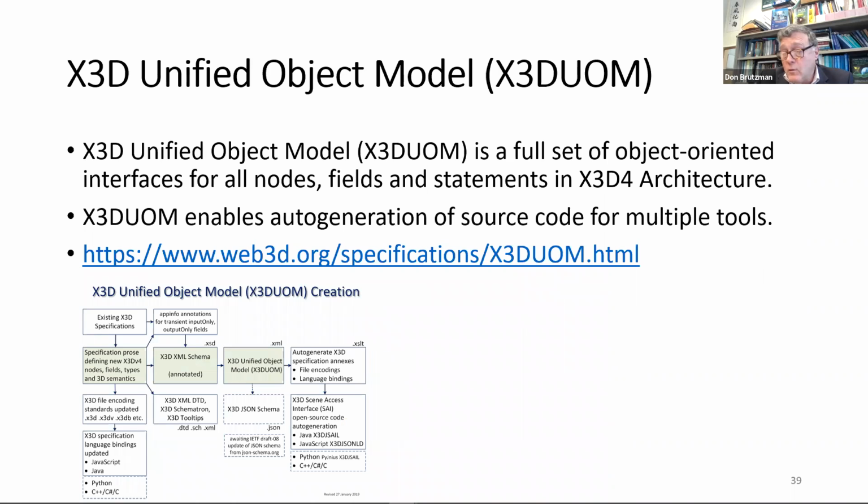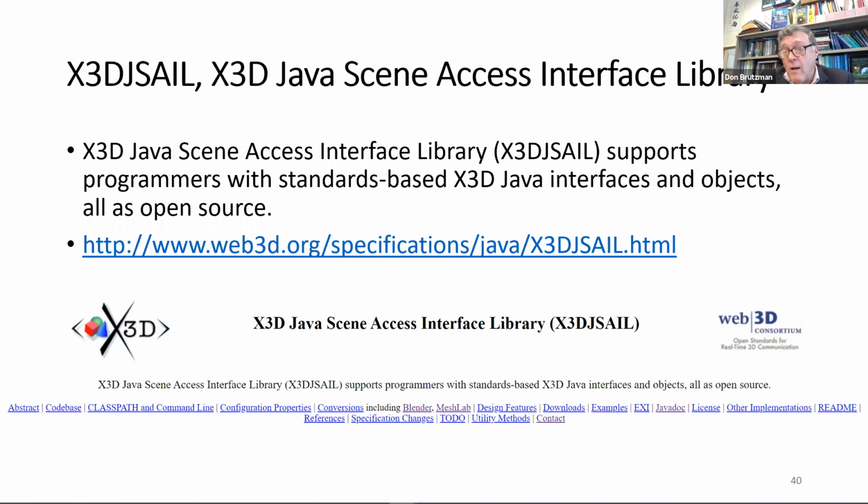Here are the links to the unified object model. Again, this is a machine readable version of what the architecture says, and it's used to auto-generate the next things, such as Java. We have a full-up Java library. The Java slang for this is it's all plain old Java objects, POJO. So you can just use it with any other Java program.